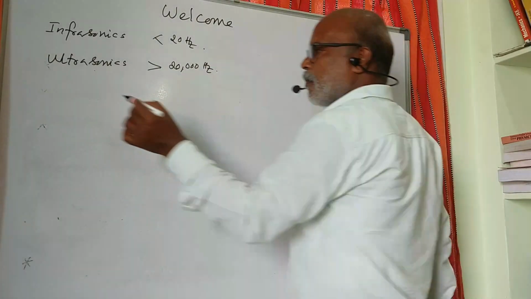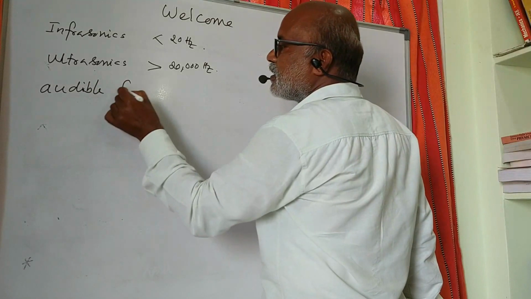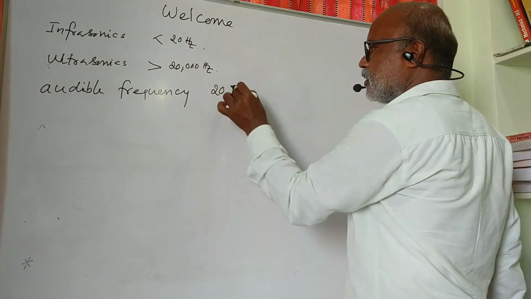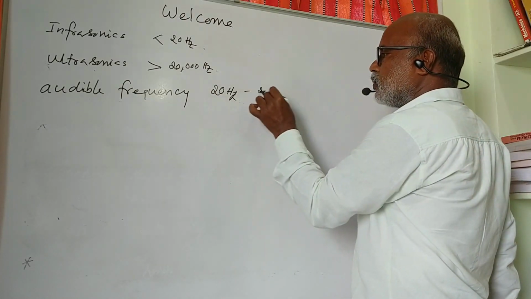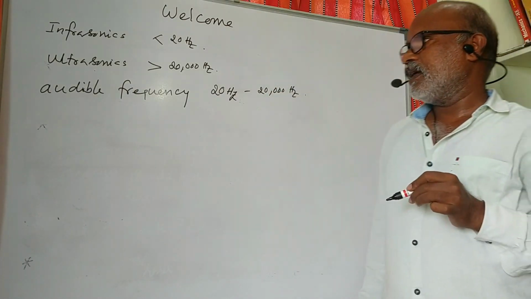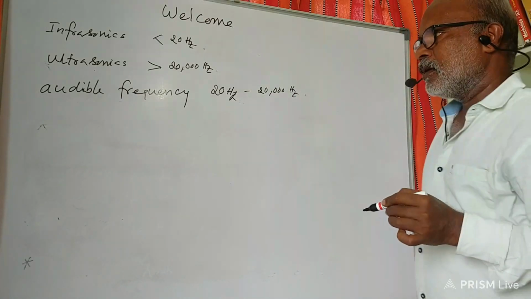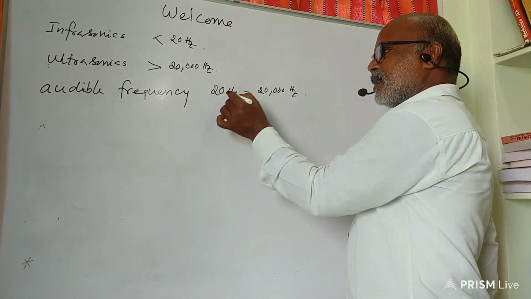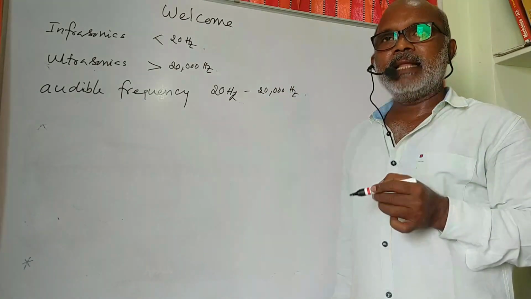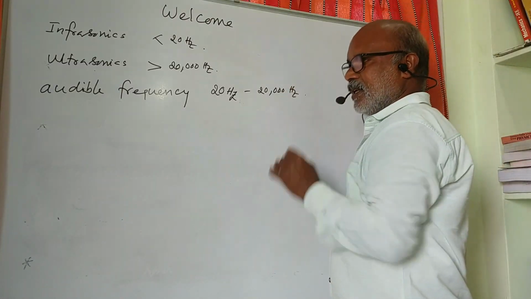So now come to this. What are the audible sounds? Audible frequency range. If you consider the audible frequency range, it is 20 Hz to 20,000 Hz. Means if you produce a sound which has a frequency between 20 Hz and 20,000 Hz, then it is audible to all. So keep in your mind, this is the audible frequency range.